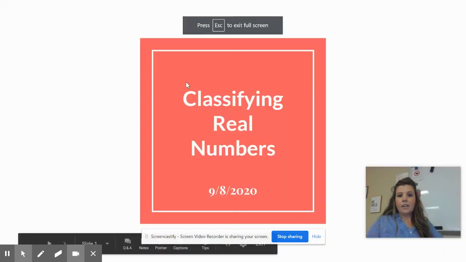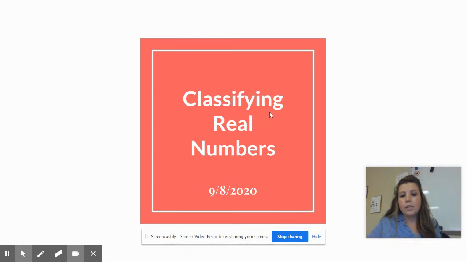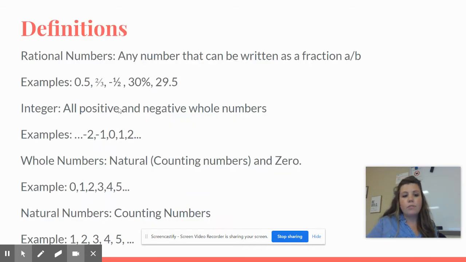Okay, hi guys. Today we are going to be going over classifying real numbers. So real numbers would include rational numbers and irrational numbers. Yesterday we only did rational numbers. So just a quick review from yesterday.